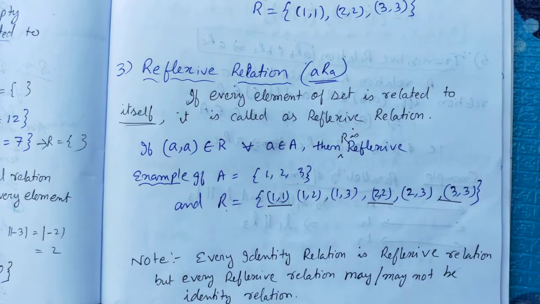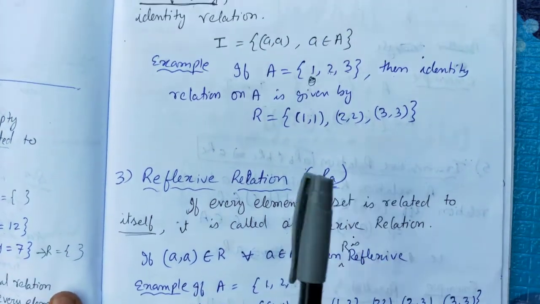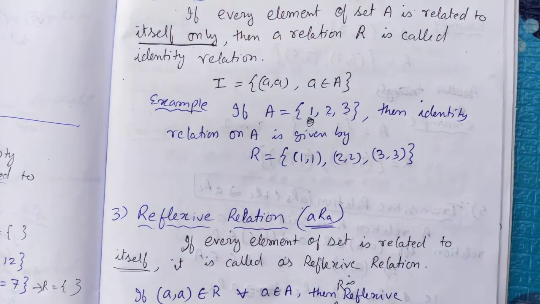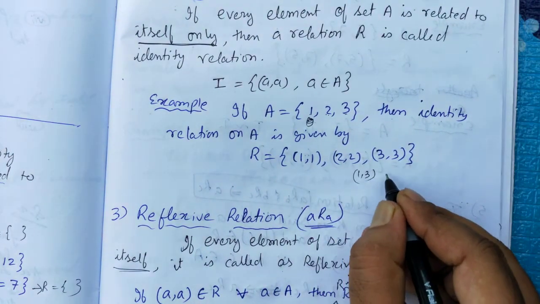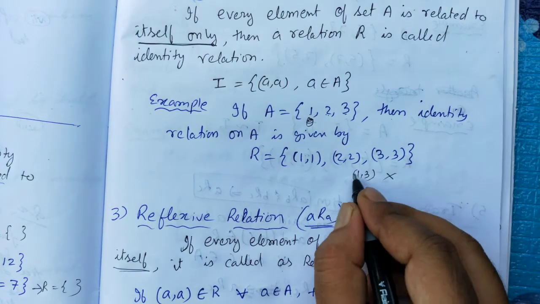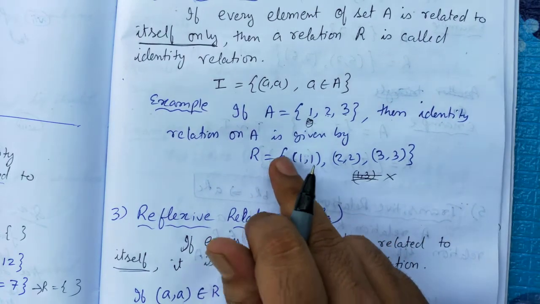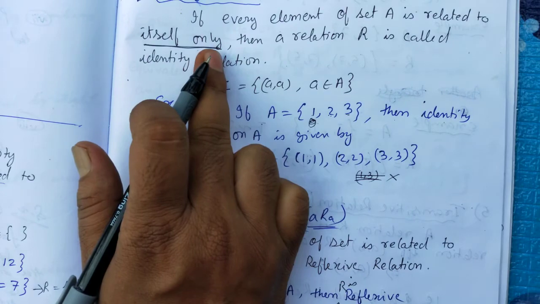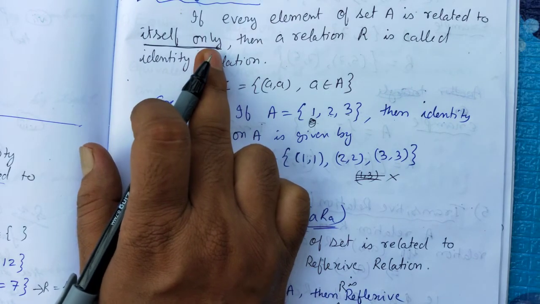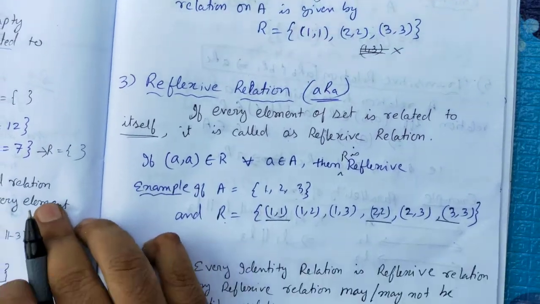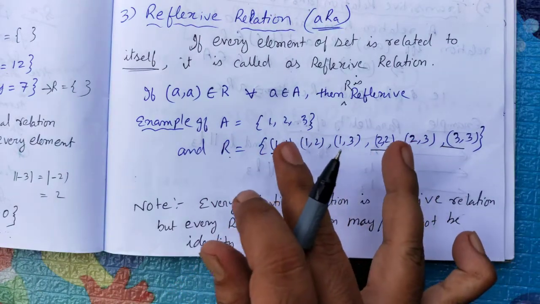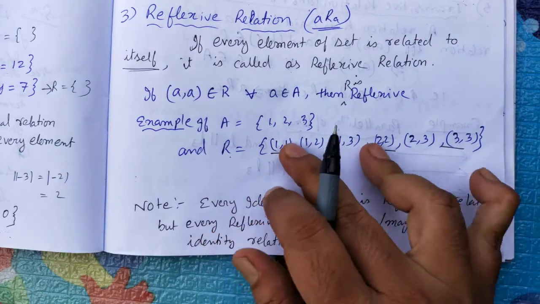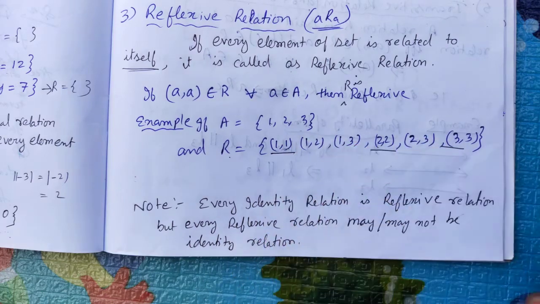So even if there are other ordered pairs also, we can say R is reflexive as long as each element is related to itself. But in an identity relation, if other terms come like (1,3), it cannot be an identity relation. It must be related to itself only. There must not be any other ordered pair. So in reflexive, they are related to itself and other ordered pairs may also be present.